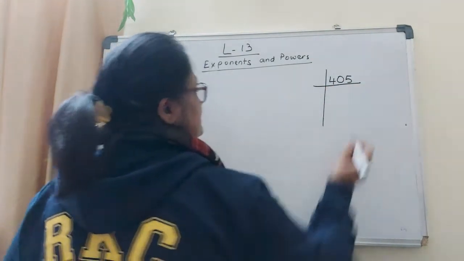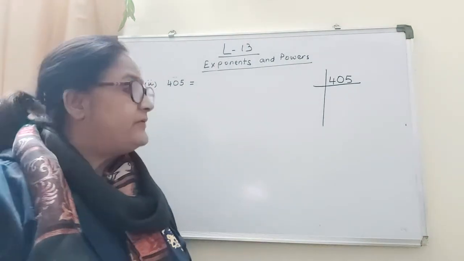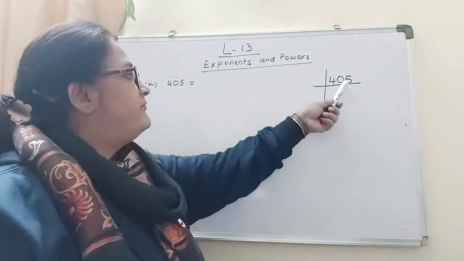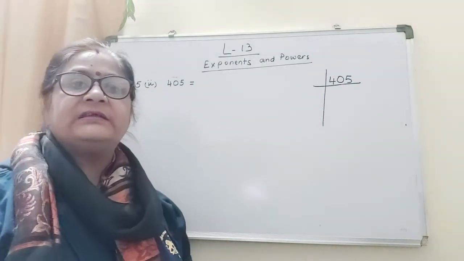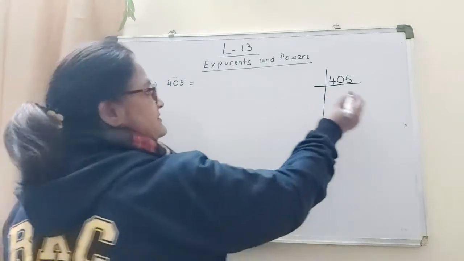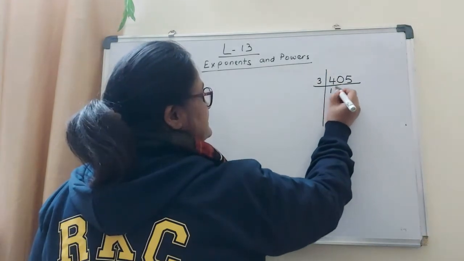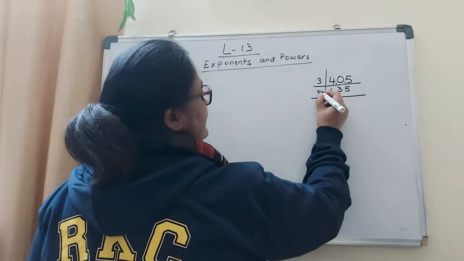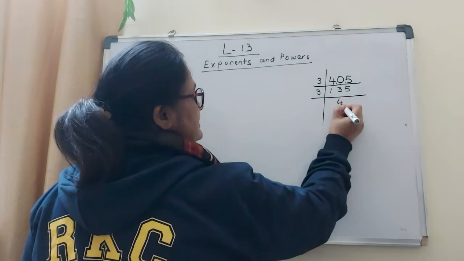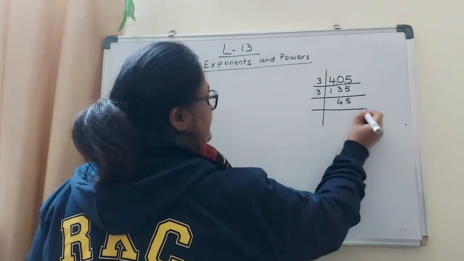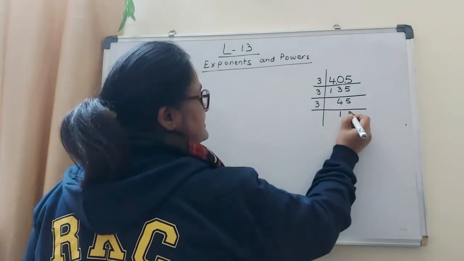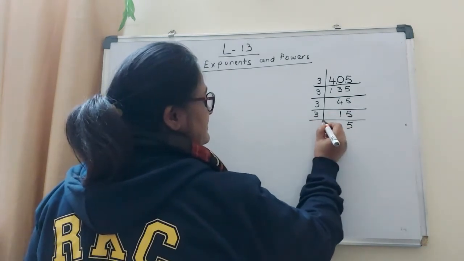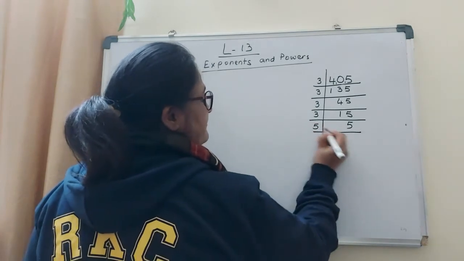Check the divisibility of 3, because if it ends in 5, it may be divided by 3. 5 plus 4 is 9. 9 comes in the tables of 3, so this is divisible by 3. 3 ones are 3, 3 threes are 9, 3 fives are 15. Again with 3. 3 fours are 12, 3 fives are 15. 3 ones are 3, 3 fives 15. 3 fives are 15, and 5 ones.